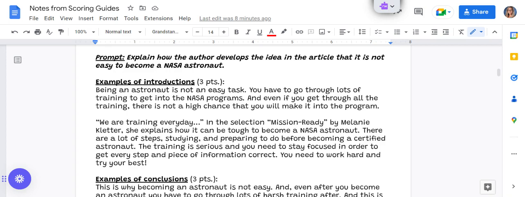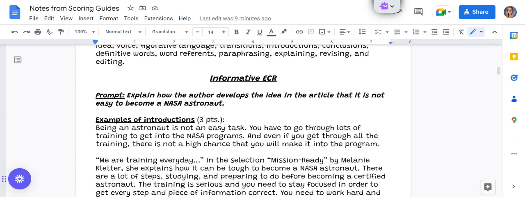Here's another introduction that got a perfect score. And they quoted the title. We are training every day in the selection Mission Ready by Melanie Kletter. She explains how it can be tough to become a NASA astronaut. So instead of saying not easy, they're still restating it. They're just using a synonym, which is great writing. This one, not an easy task, is exactly restating.